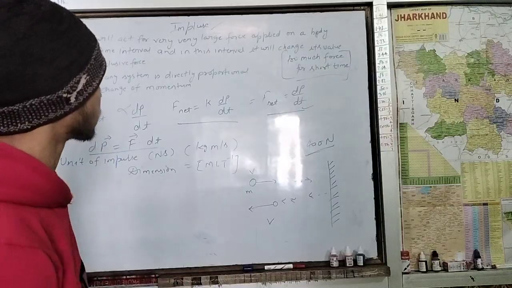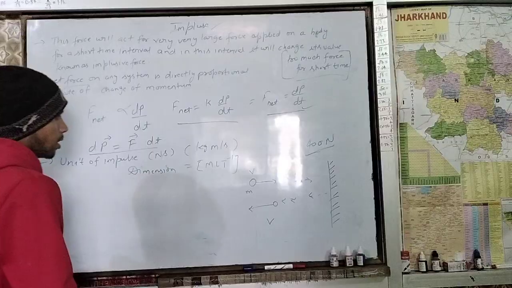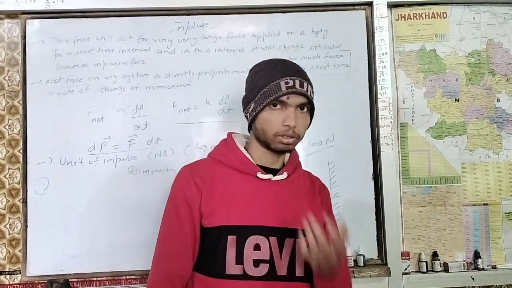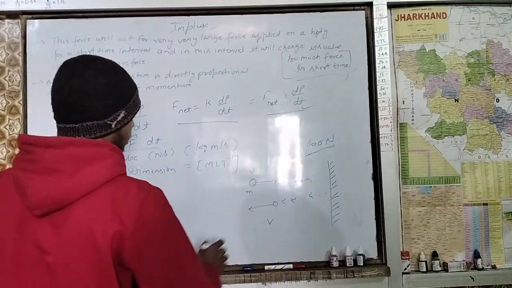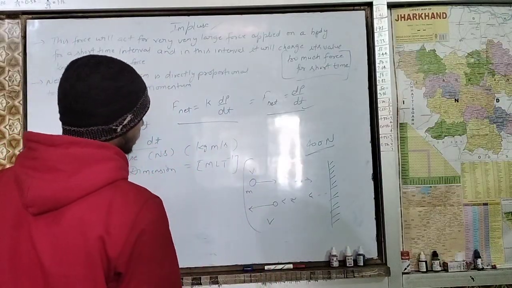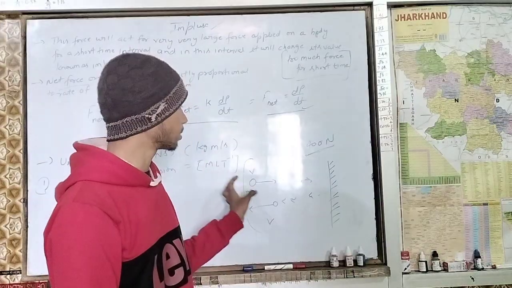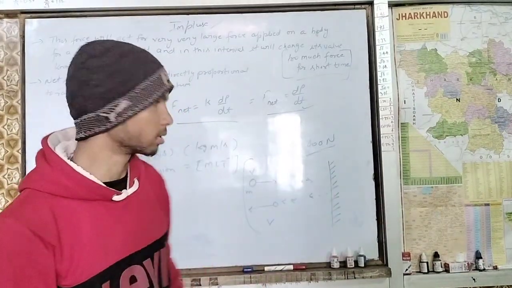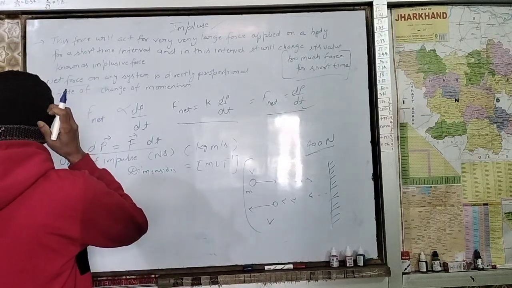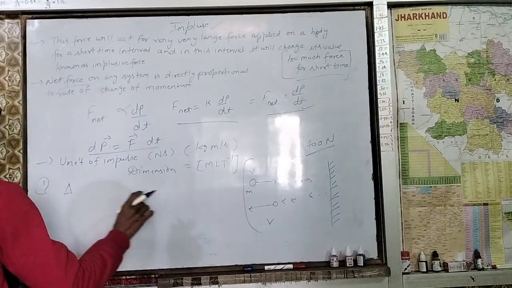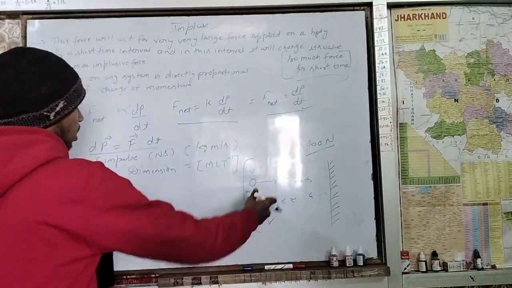When the object is elastic, this type of collision is known as an elastic collision, where the object will come back in some direction with some velocity. This happened: the object came back again in some direction because the object was elastic. So what is the total change in momentum?